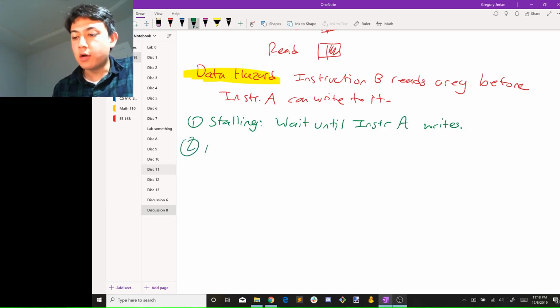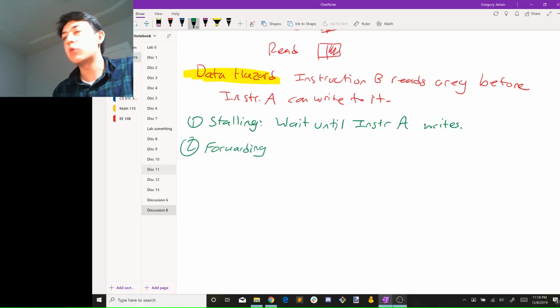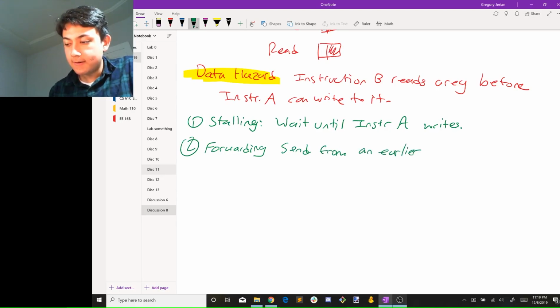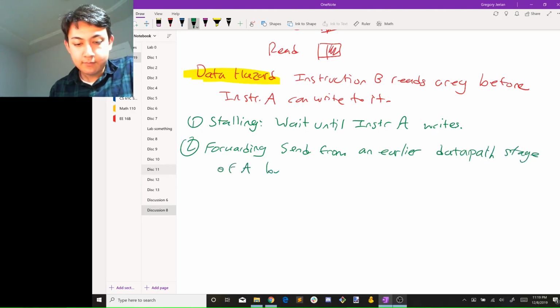So that's why we have another smarter idea called forwarding, which states that, well, there's no reason to wait for all of instruction A to write. Instruction A has calculated the value once it's done with the ALU. So why do we wait for it to write to the register? Well, we can just tell instruction A, because all the instructions are friends here. They go to each other's kids' birthday parties and have barbecues. So instruction B goes into instruction A and just says, just give it to me from your execute phase, and I'll take it early. And so that's what happens. So we'll just send from an earlier data path stage of A before we're finished writing to a register.